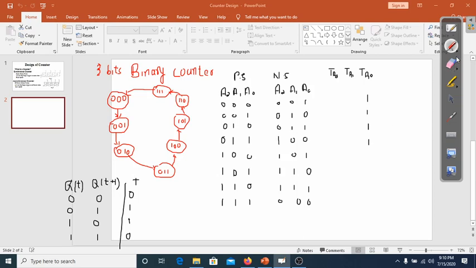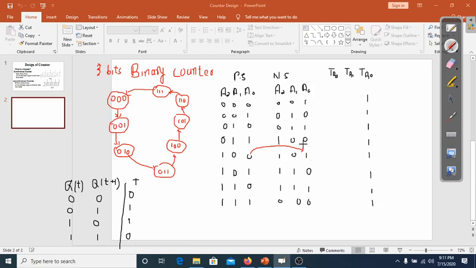As you can see here, the present state is 0, next state is 1, so there is a toggle, so the input would be 1 here. Again, we have present state is 1, next state is 0, so the input is 1 here. Here present state is 0, next state is 1, so the input is 1. Present state is 1, next state is 0, so the input is 1 over here.